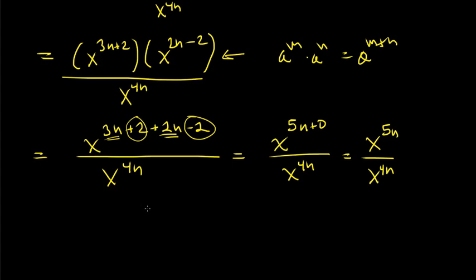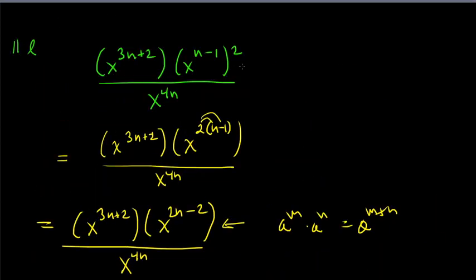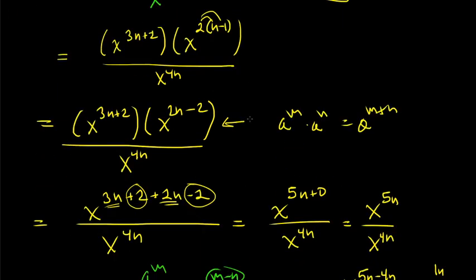And so the rule we're using here, a to the m divided by a to the n, is a to the m minus n, right? We subtract these exponents. Right? So this is just x to the power 5n minus 4n. But 5n minus 4n is just 1n, or just n, right? So this is x to the n. Right? So all of this mess here really simplifies down to x to the power n. Sorry, it's supposed to be an n. And that's it for 11L. And that's it for number 11.